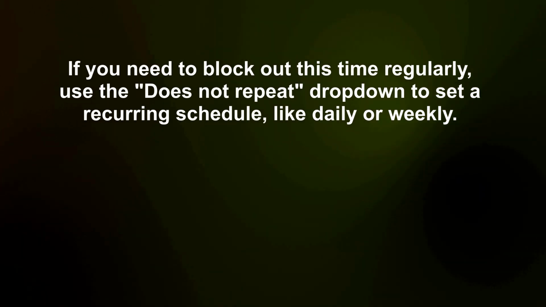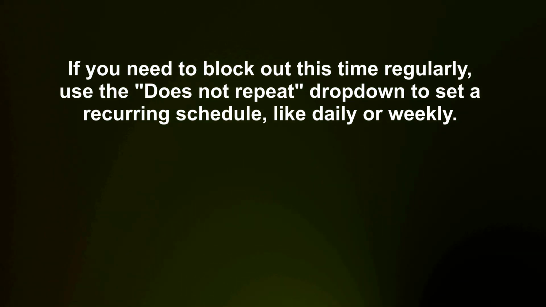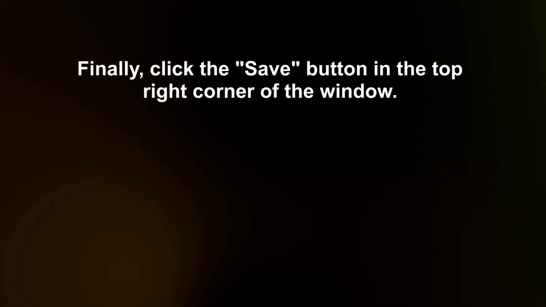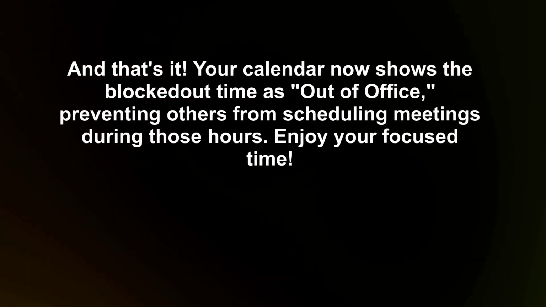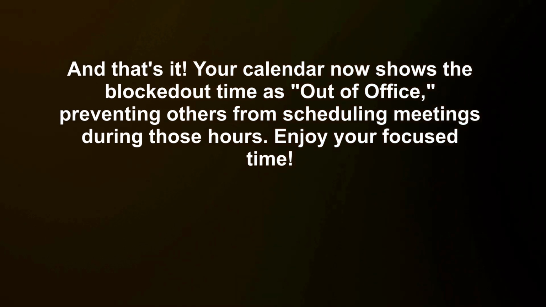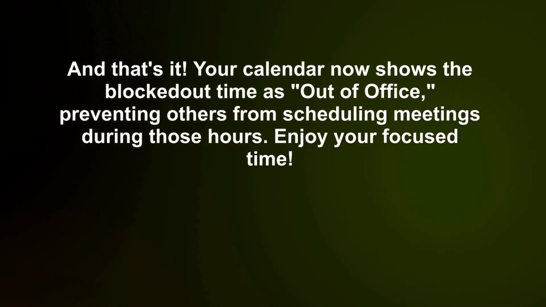If you need to block out this time regularly, use the Does Not Repeat drop-down to set a recurring schedule, like daily or weekly. Finally, click the Save button in the top right corner of the window. And that's it. Your calendar now shows the blocked out time as out of office, preventing others from scheduling meetings during those hours. Enjoy your focus time.